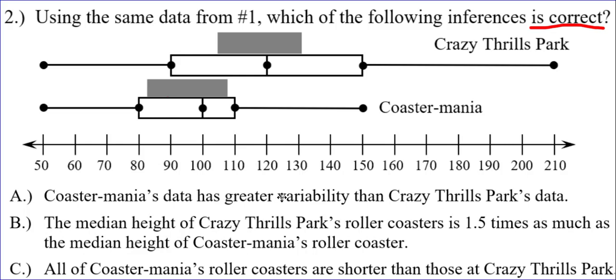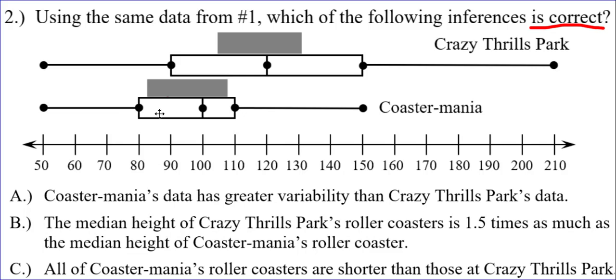All right, greater variability. Remember, that's referring to a measure of variation. Greater variability means being more spread out, a bigger inner quartile range. Well, remember, the width of the box corresponds to how big your inner quartile range is. The wider the box, the bigger their inner quartile range. The smaller the box, the smaller the inner quartile range. So, does Coaster Mania have greater variability than Crazy Thrills? Well, actually, no, it's the complete opposite.